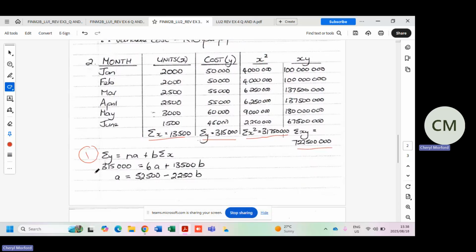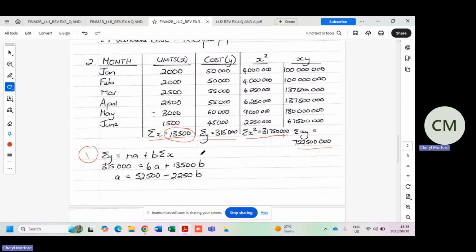The sum of Y is equal to NA plus B times the sum of X. Okay. So all we're going to do is we're going to substitute. Sum of Y, we've got that over here in the second column, 315,000. Okay. What is N? It's the number of months. In this case is 6. A, we don't know. It's an unknown variable. That's why we just say A. Then we're going to need the sum of X, which is this, 13,500.